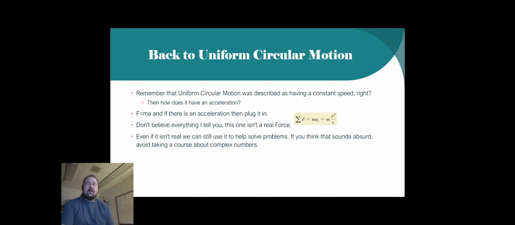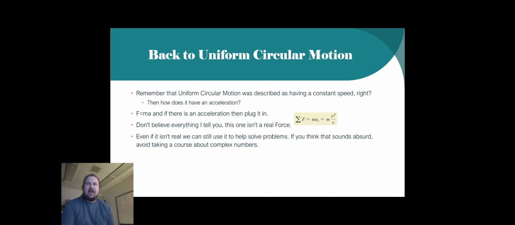But there's a weird part of that that you probably should have questioned back then. If it's at a constant speed, how does it have an acceleration? There had to be a centripetal acceleration, and how did we get that acceleration if it was a constant speed? The definition of acceleration, of course, would be change in velocity over change in time. So this centripetal acceleration is a little bit different than a traditional acceleration, and if it has an acceleration, we can turn it into a force.